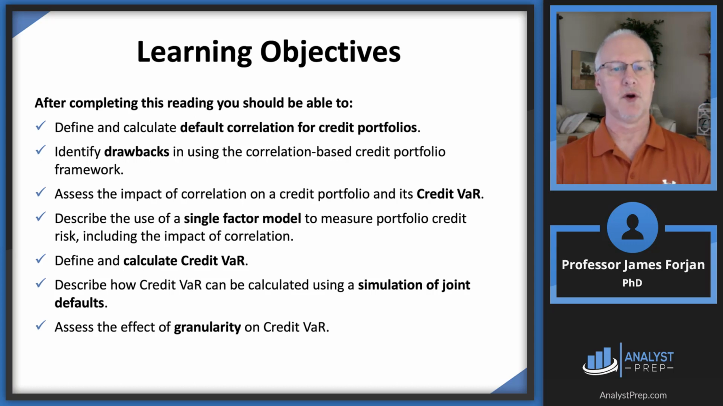Now, the one interesting part here is that there are two define and calculates. We're going to have to look at default correlations and credit value at risk. And I'll show you how to calculate those things. And they're relatively simple. We'll look at some drawbacks because we've had this conversation before that correlations tell us something about a relationship, but not everything that we need to know. We'll go ahead and have a good conversation on credit value at risk, and then we'll talk about some granularity at the end of the slide deck.